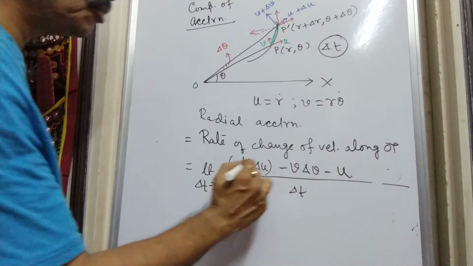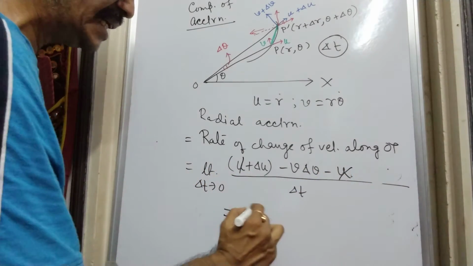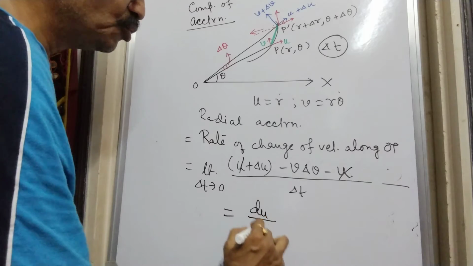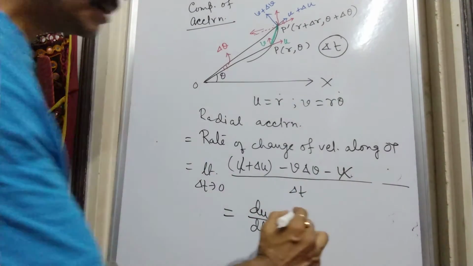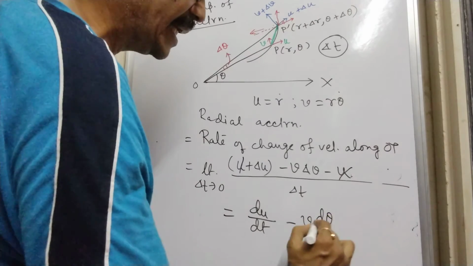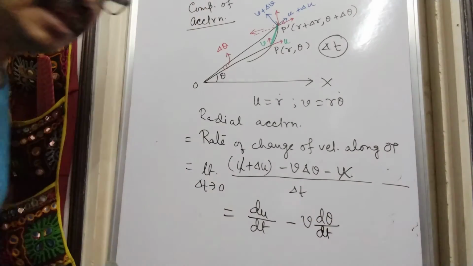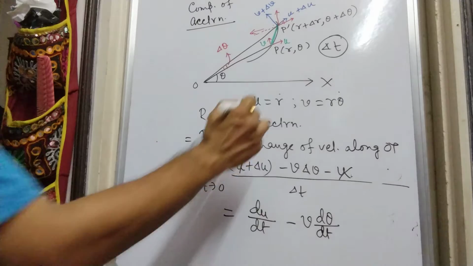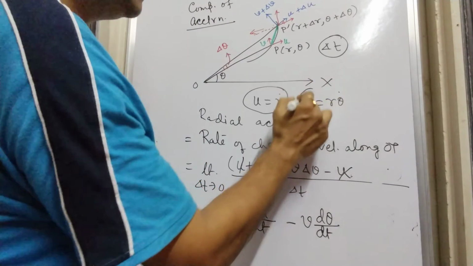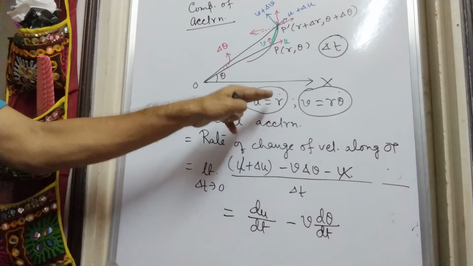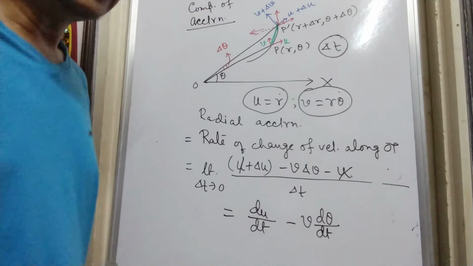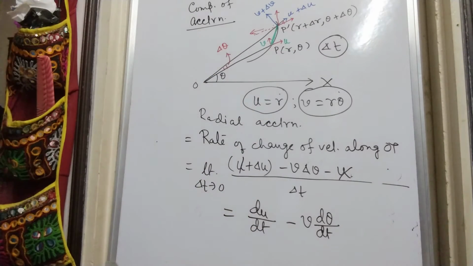So what is the first term? This u and u cancels out. Delta u by delta t, this is du dt, isn't it so? And v delta theta by delta t becomes v d theta dt. Okay? And as we all know, u is r dot and v is r theta dot. That means u is dr dt. Dr dt is written as r dot. This is the abbreviation we should know.